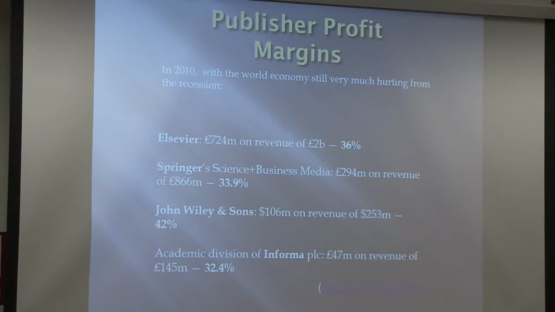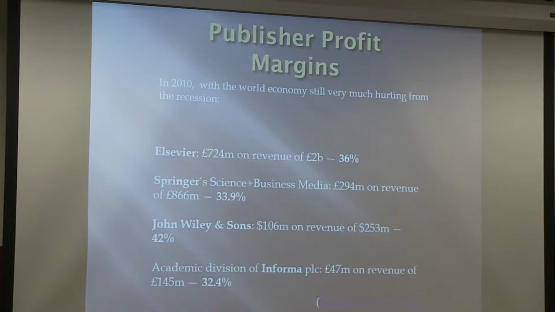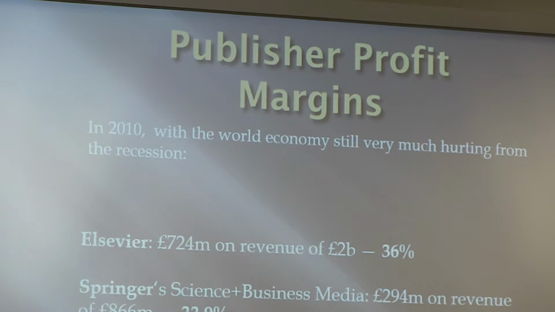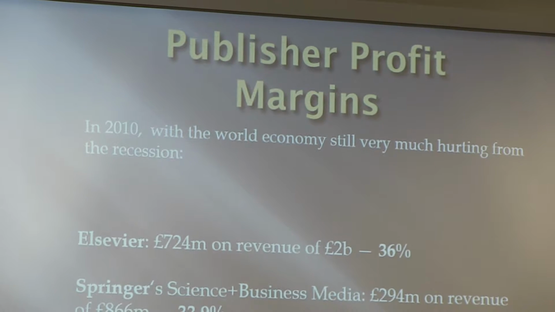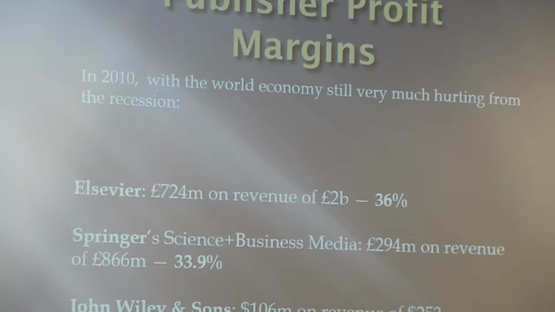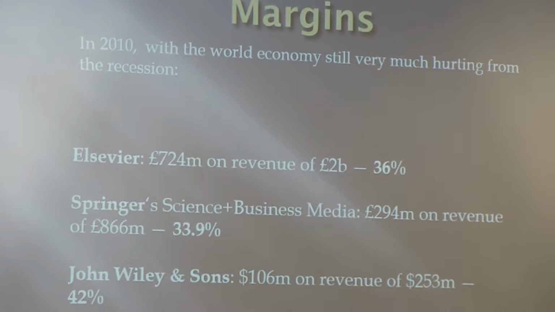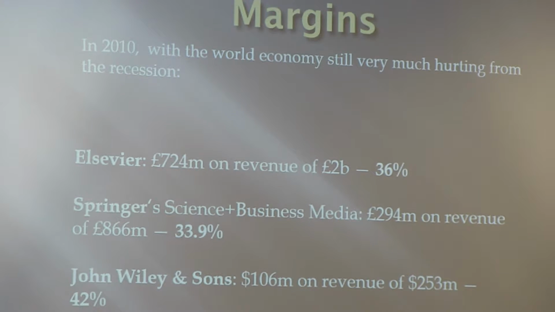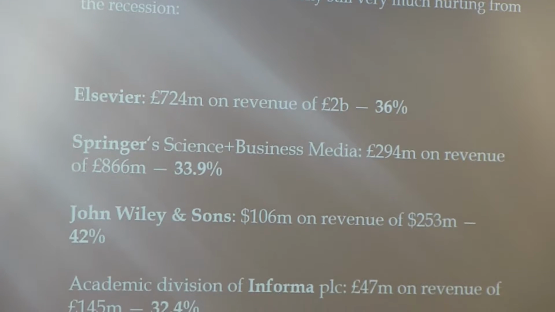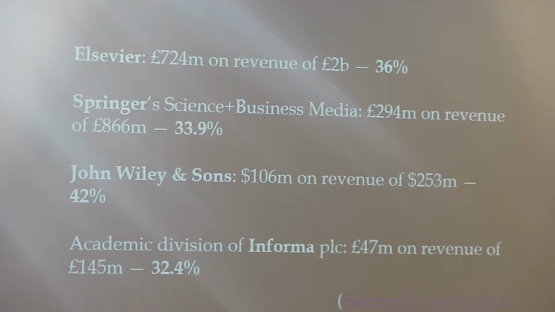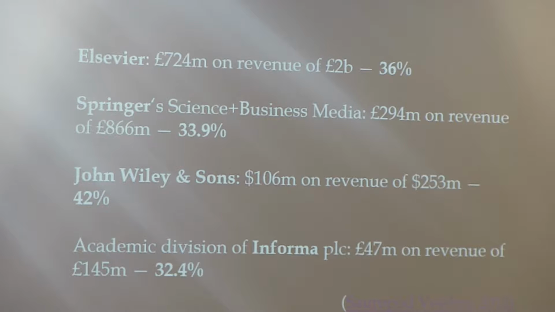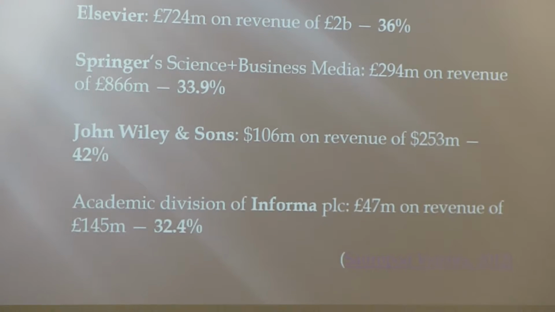In 2010, with the world economy still very much hurting from the recession, Elsevier turned a profit of 724 million, this is in pounds, sorry, 724 million pounds on a revenue of 2 billion. It's a 36% profit margin. Springer Science and Business turned 294 million pounds on 866 million, that's a 33.9% profit margin. Wiley & Sons turned a 42% profit margin. The academic division of Informa turned a 32% profit margin.